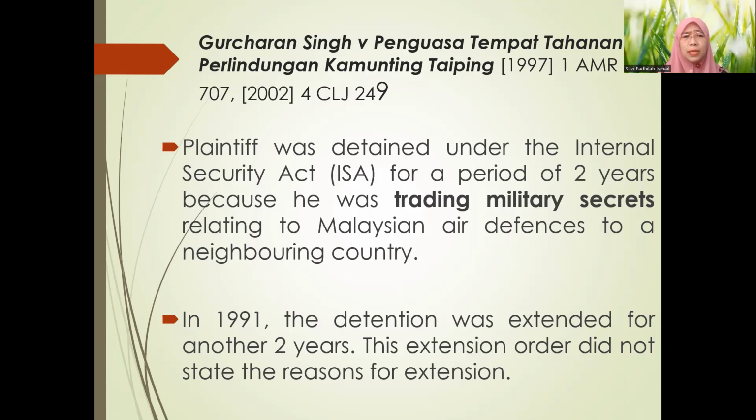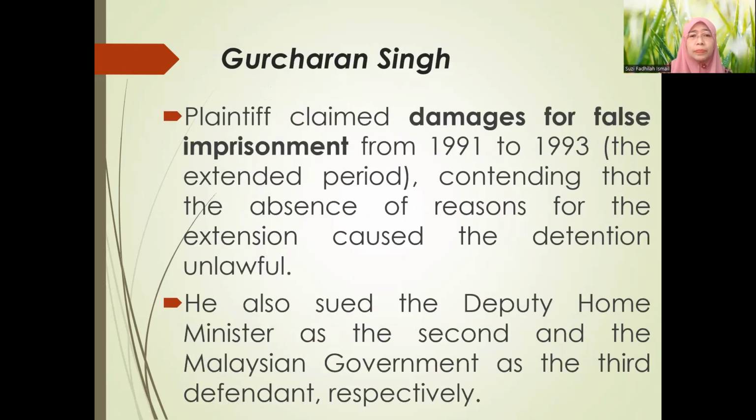What's the reason here? What's the allegation? He was trading military secrets relating to Malaysian air defenses to a neighboring country, which is a very, very serious allegation. Later, after 2 years, in 1991, the detention was extended for another 2 years. So it's 2 plus 2 plus 2. But the problem is that this extension order did not contain the reasons for the extension. So procedurally, it was wrong. There's some technical problem here. No reason why it was being extended.